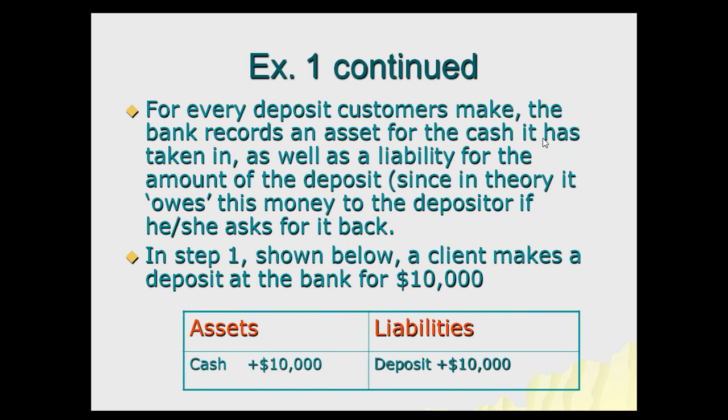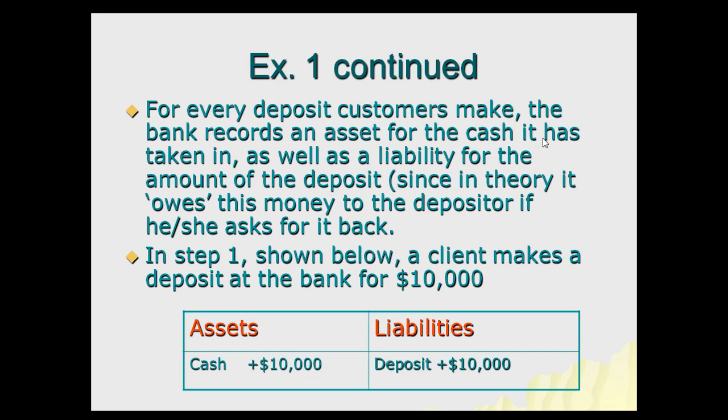Okay, it's a fairly simple entry. You're going to create a cash asset, because now the bank is holding $10,000, which it has title to, but it's not free money. The bank technically, when it takes in that cash, doesn't own the cash outright, but it also owes it back to the person who's put it in.